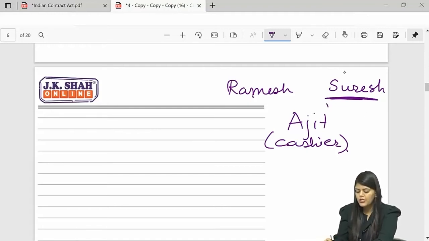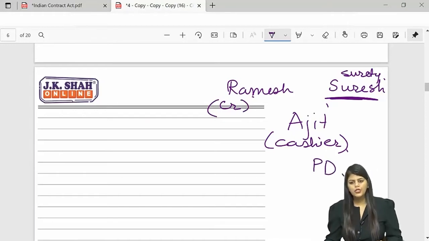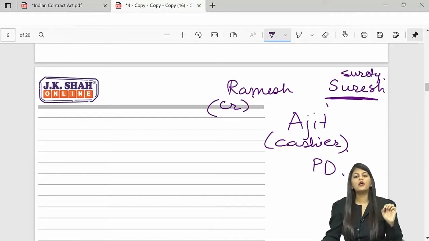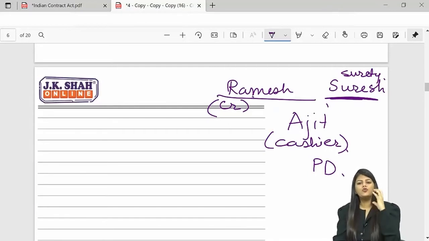That means Suresh is the surety, Ramesh is the creditor, Ajit is the principal debtor. Right. Now Suresh, in that particular case, puts a condition to Ramesh that I am giving you guarantee of his honesty, but one condition. Every week, Ramesh, you need to check the cash book and cash balance so that the chances of fraud will reduce. Ramesh says, okay, done. Every week he used to check.